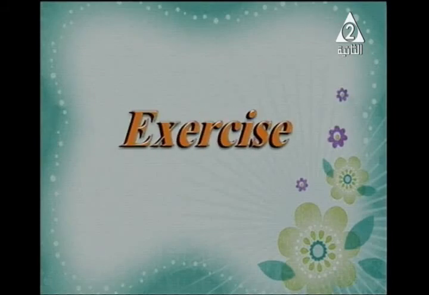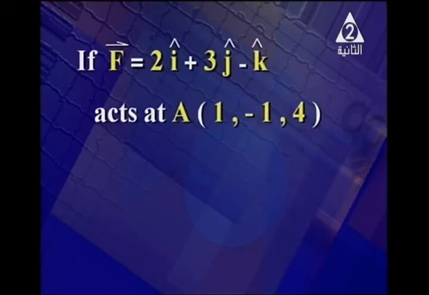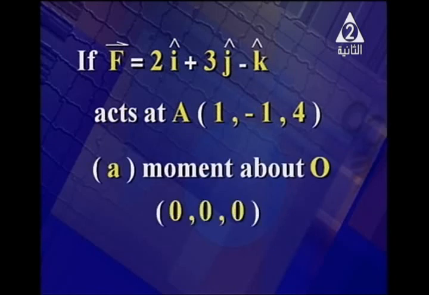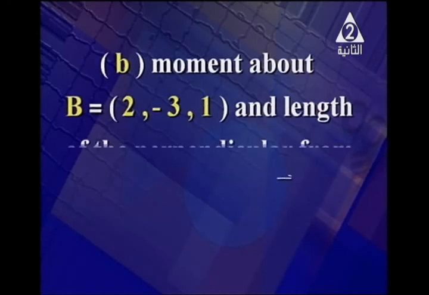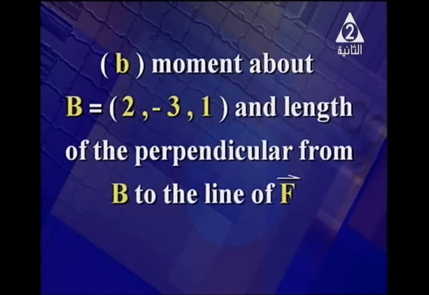Now we move to another example. Look, if we have a force F equal to 2i plus 3j minus k acting at a point A 1, negative 1, 4. Find the moment about O, 0, 0, 0, the moment about B 2, negative 3, 1, and the length of the perpendicular from B to the line of the force F.